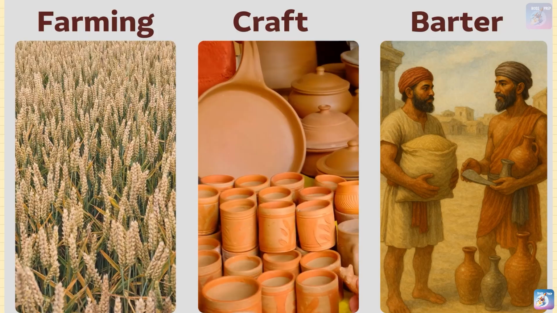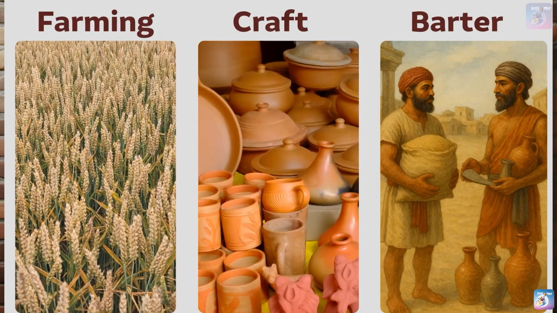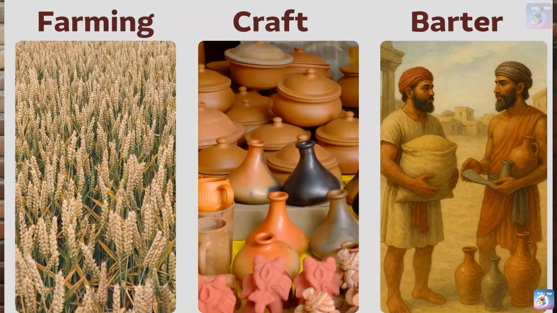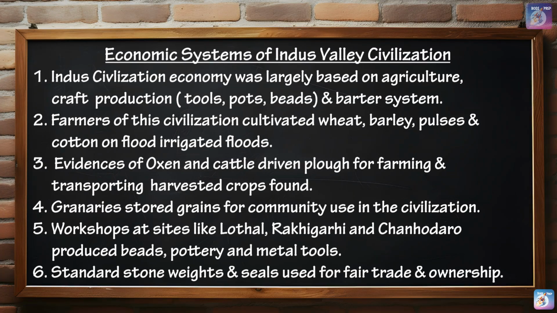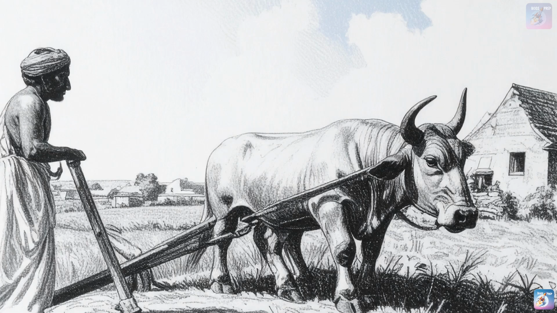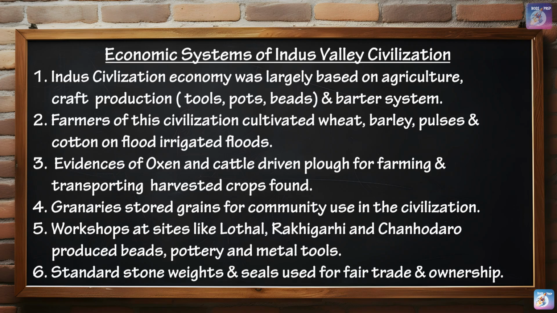The economy of the Indus Valley civilization was built on farming, craft, and barter system. People of this civilization grew wheat, barley, pulses, and cotton on land renewed by the river floods. Farm animals like ox and cattle were used in rudimentary ploughs and moved harvested crops to settlements. Large brick platforms, interpreted as granaries, show that grain was stored for community use. Clay vessels and pottery were made for storage and transport.